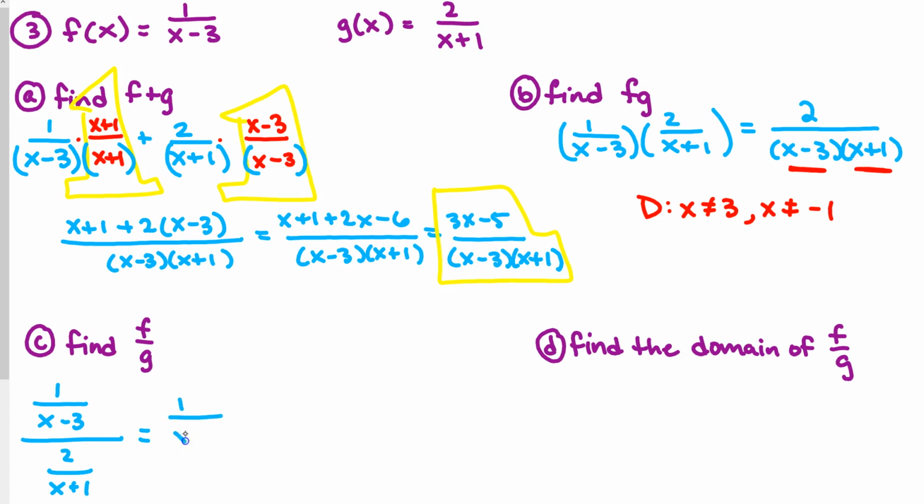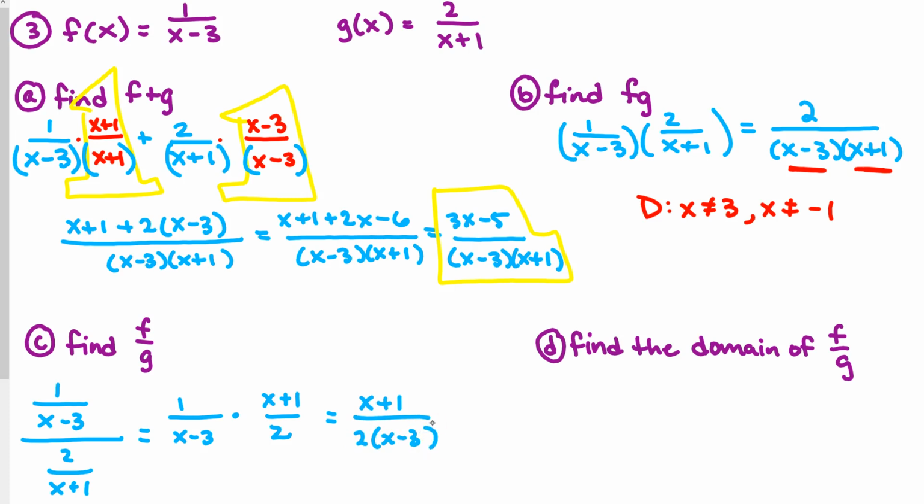So this is equivalent to 1 over x minus 3 times x plus 1 over 2, the reciprocal of the fraction we divided by. And then from there, multiply the numerators, we get x plus 1. Multiply the denominators, I'm just going to leave it factored, 2 times x minus 3.